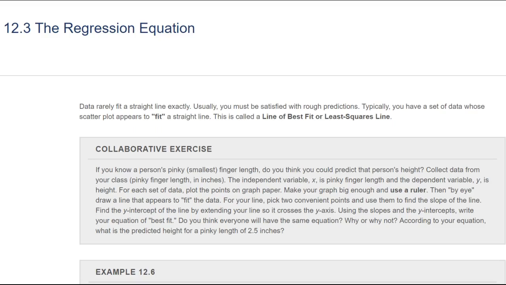Let's go over this. 12.3, the regression equation. I will say right up front, a lot of the notation in this section for our linear regression equation is going to be kind of clunky, but keep in mind, a lot of this we're going to figure out using technology. So although we have these equations we can use on paper, we're going to use technology to find our linear regression line, our line of best fit, our least squares line, depending on how we want to name it.